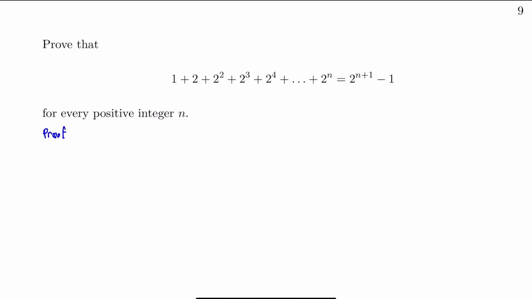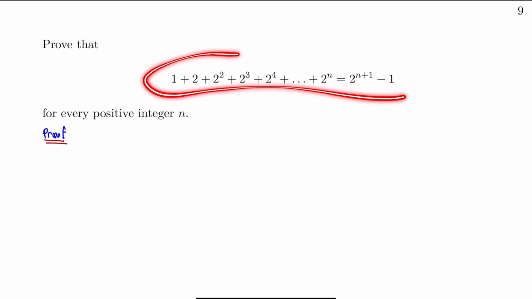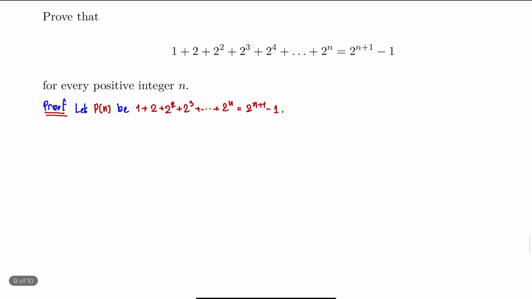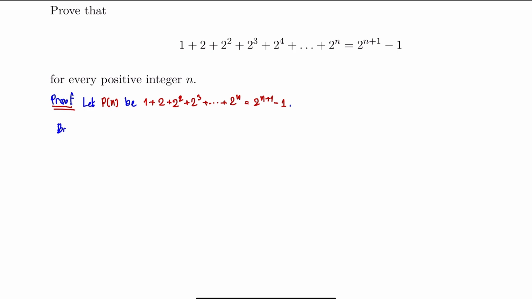So we're going to prove that this equation holds for every positive integer n. So we're going to let P(n) be 1 plus 2 plus 2 squared plus 2 cubed, and plus all the way to 2 to the n, which is 2 to the n plus 1 minus 1. Okay, and then we will start with the base step.